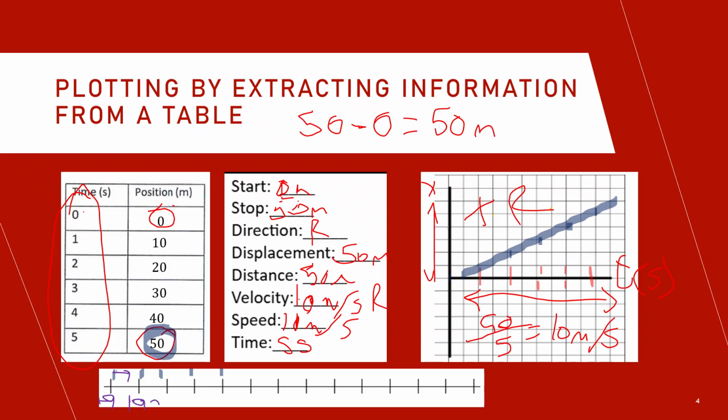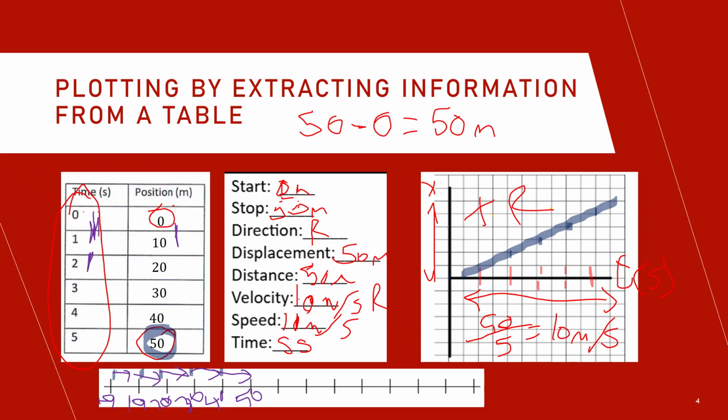So that's 10, 20, 30, 40, and then 50. That's 0, 10, 20, 30, 40, and 50. So in the first second between 0 and 1, we went from 0 to 10. And then in the second second between 1 and 2 seconds, we went from 10 to 20, 20 to 30, 30 to 40, 40 to 50. And this is how we fill out our motion map.